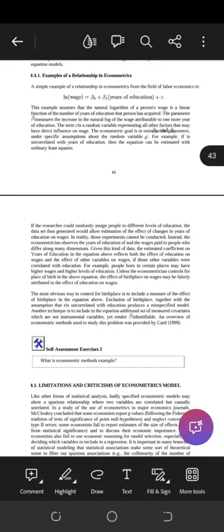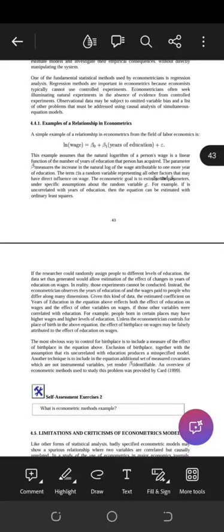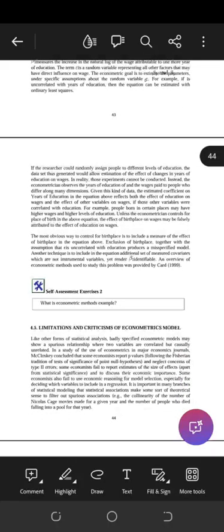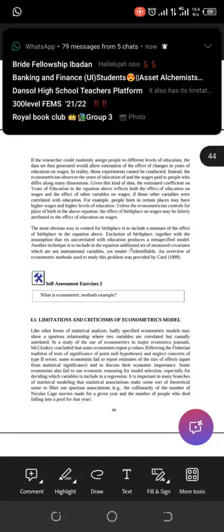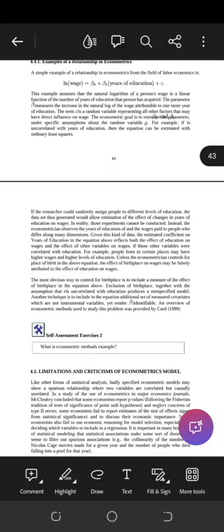So where are we? Okay. If the researcher could randomly assign people to different levels of education, the data set thus generated would allow the most obvious third paragraph. The most obvious way to control for birthplace is, okay, yeah. They mentioned something important in the second paragraph, so let us just go through it.